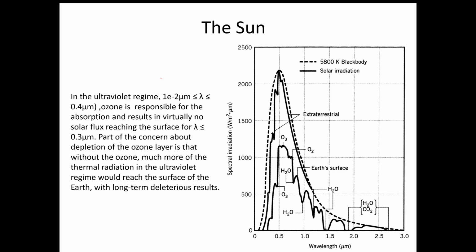You can see here that in the ultraviolet regime, within the 0.2 to 0.4 micrometer range, ozone is responsible for absorption and results in virtually no solar flux reaching the surface for any wavelength less than 0.3 micrometers. But part of the concern about the depletion of the ozone layer is that without the ozone, much more of the thermal radiation in the ultraviolet regime would reach the Earth, with long-term negative effects.